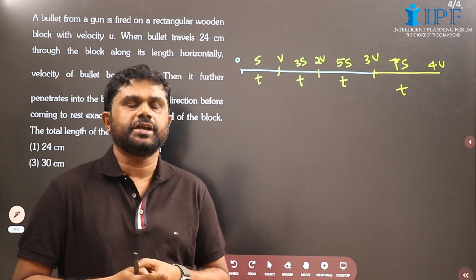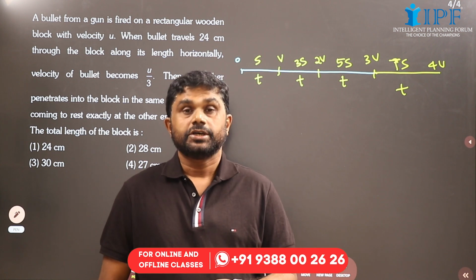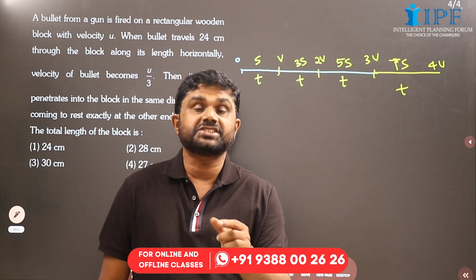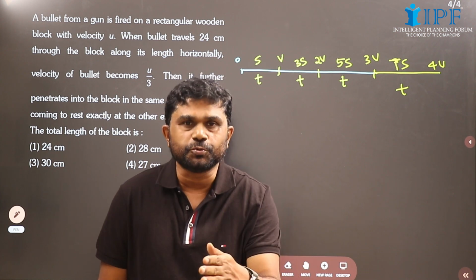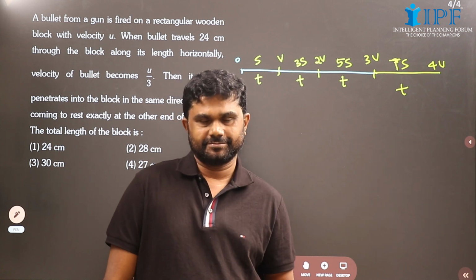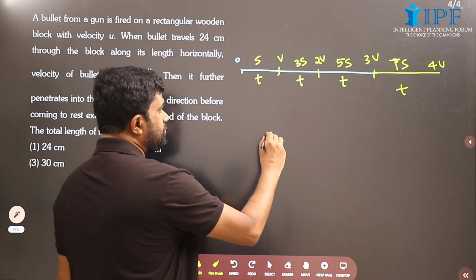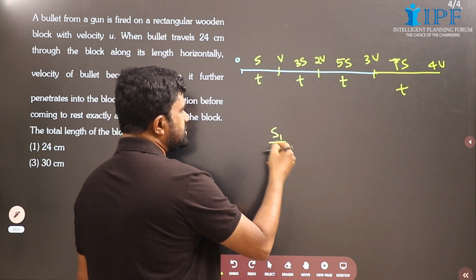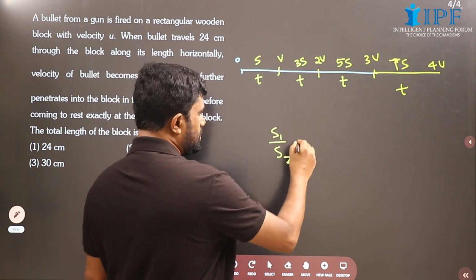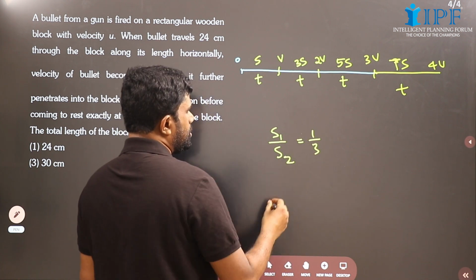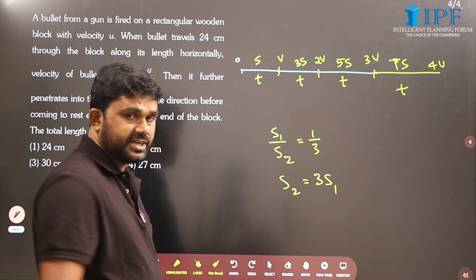Now, suppose a body starts from rest and moves with a constant acceleration. The displacement is s1 during the first 10 seconds and s2 during the next 10 seconds. What is the ratio of displacements? 1:3. So, s1 divided by s2, this is the displacement in first 10 seconds. This is the displacement in next 10 seconds. So, it will be in the ratio 1:3. Okay, so s2 equal to 3s1. This question you might have seen.